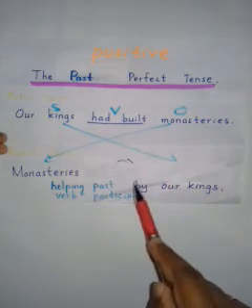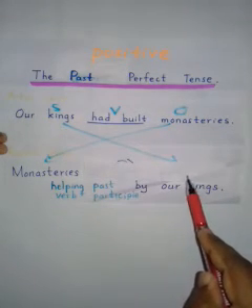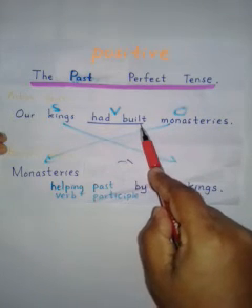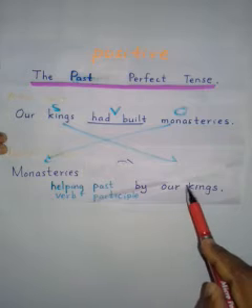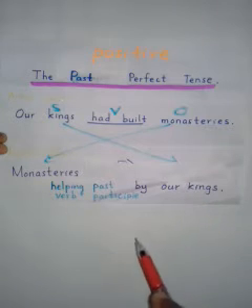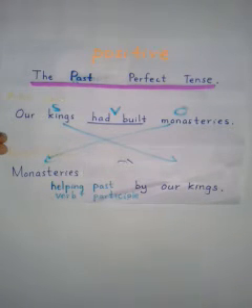Built must be here, that is the past participle of the main verb. Now we have it, right.